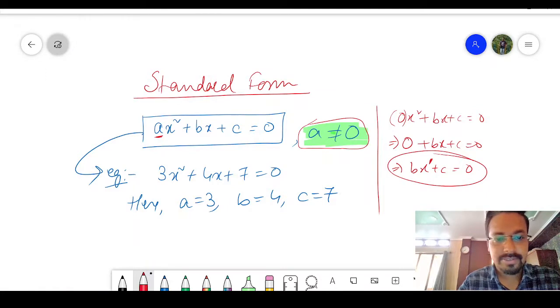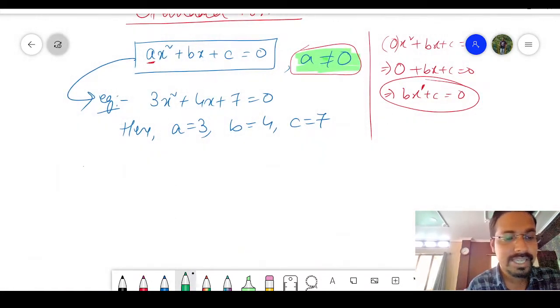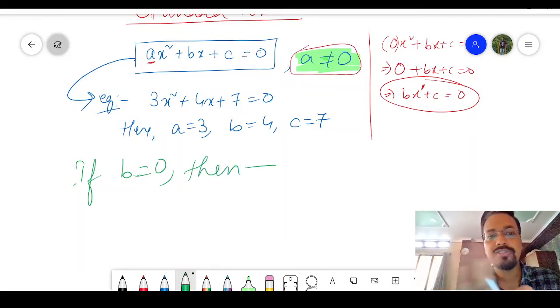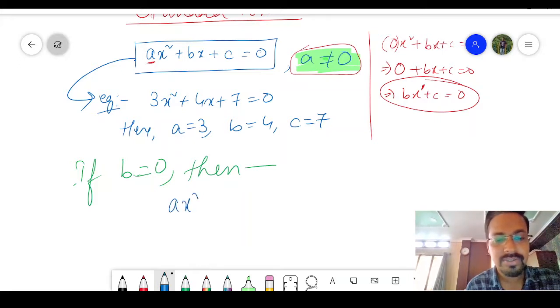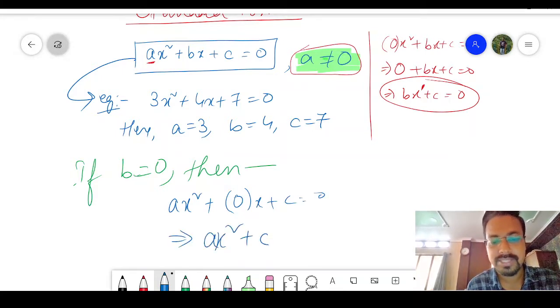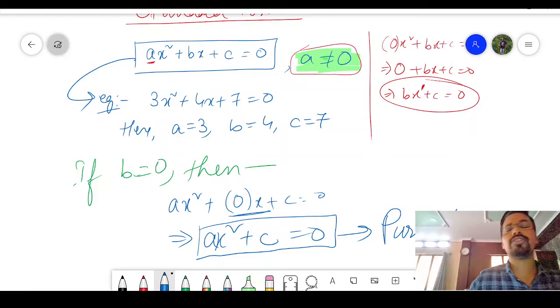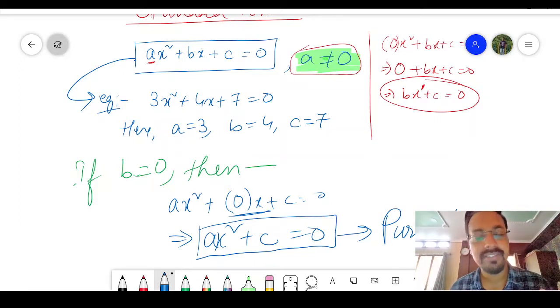Now from this equation itself, if b is equal to 0, then what will happen? Just putting the value of b as 0, what do we get? We get ax squared plus 0 into x plus c equal to 0. So it is ax squared plus c equal to 0. This term becomes 0, so no need to write it again. So here we have ax squared plus c equal to 0, and this is called the pure form of a quadratic equation. Pure form means the variable will be present and will only contain the highest power, that is 2. It will not contain any other power.